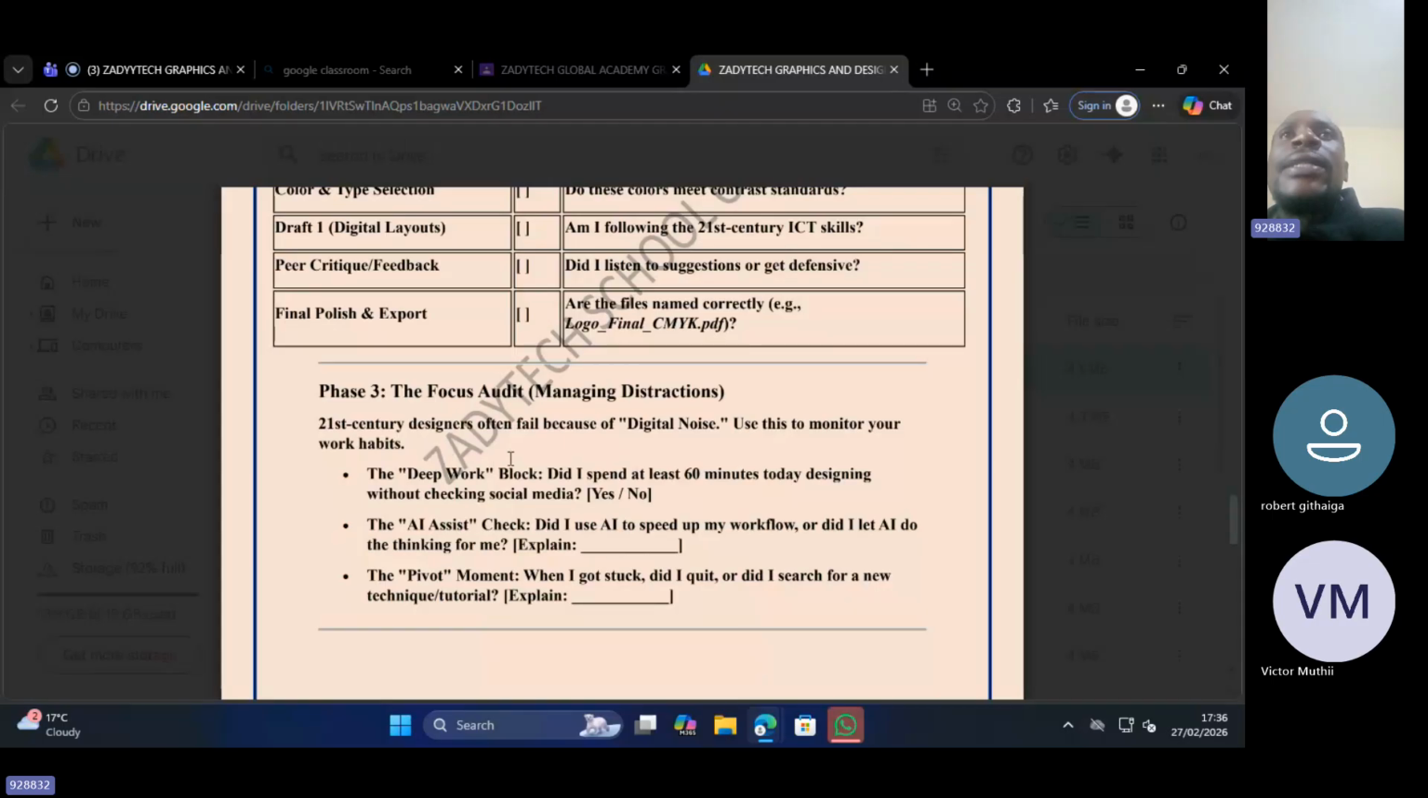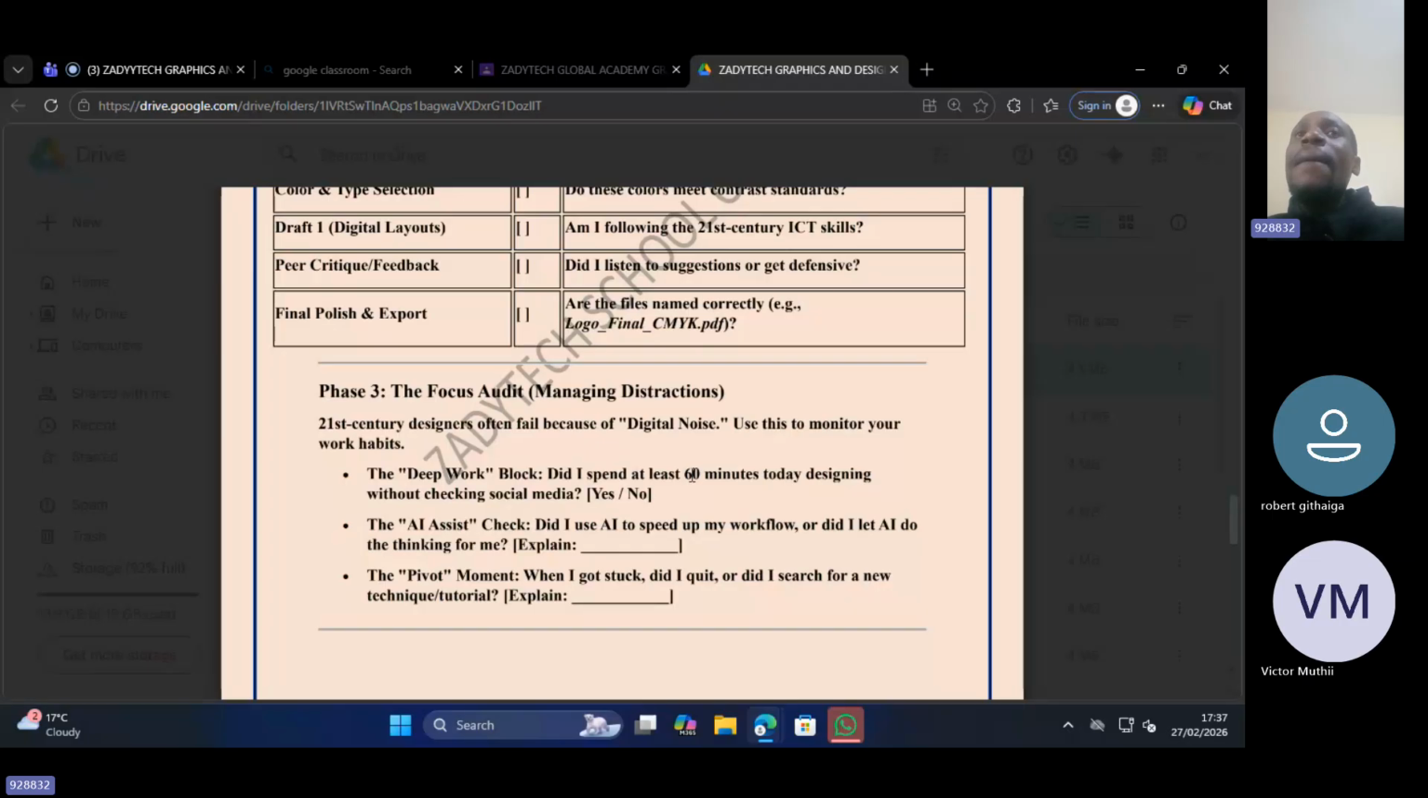The 21st century designers often fail because of digital noise. I want to emphasize that the majority of remote workers, those people who work online, not only graphic designers, but even graphic designers are included in this group, are majorly affected by what we call digital noise. You log into Facebook, you see a meme there, you see an advert there. You lose your attention, you lose your concentration. Your concentration is shifted, it's carried away. You lose your focus.